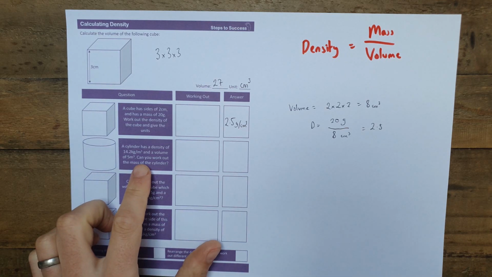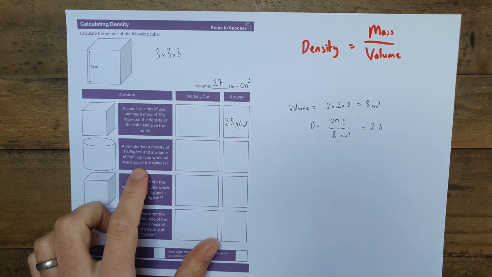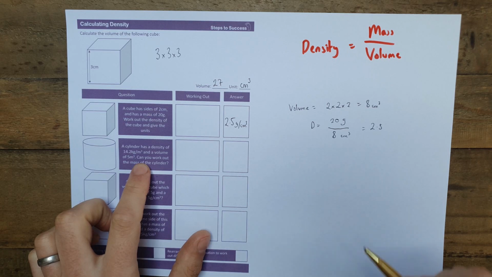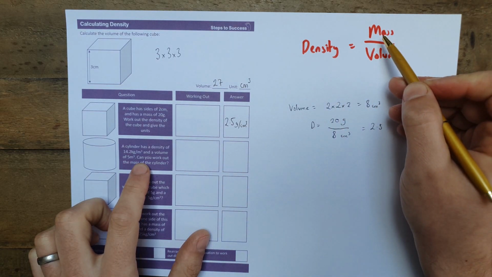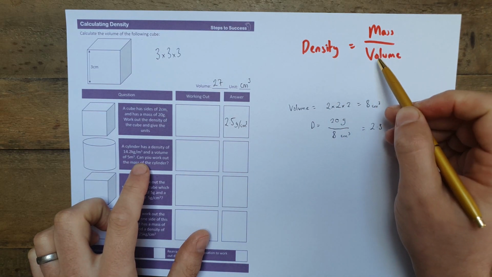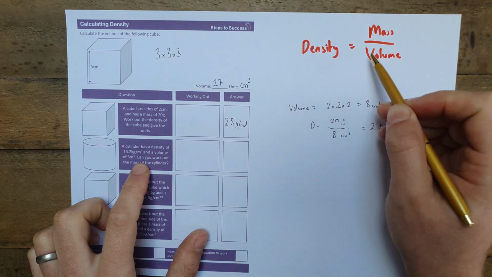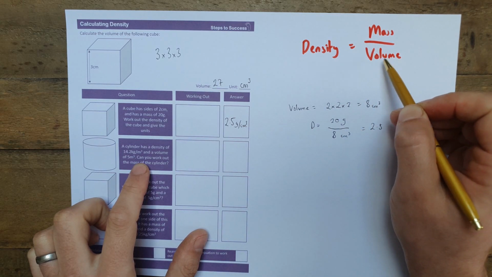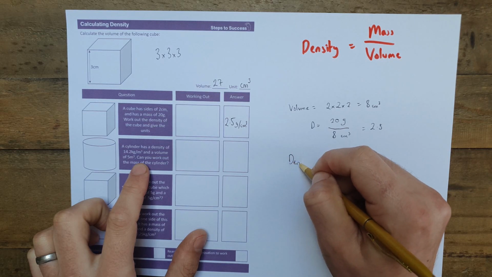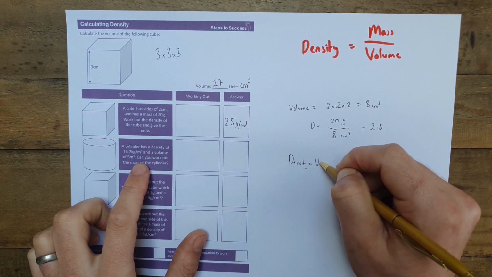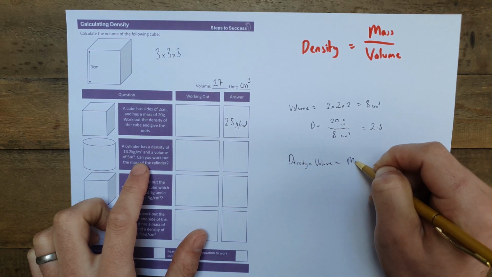For the cylinder, it's asking us to work out the mass, and it's given us the density and the volume. So we need to think about how we can rearrange this equation to get mass on its own. To do that, we're going to bring the volume over here and do the opposite. So instead of divide by volume, we're going to multiply, and we get the density multiplied by the volume equals the mass.